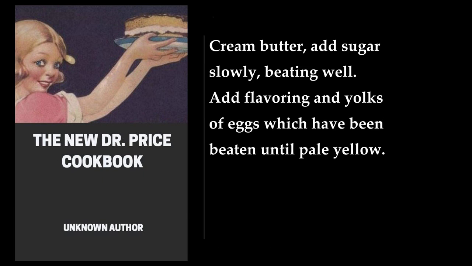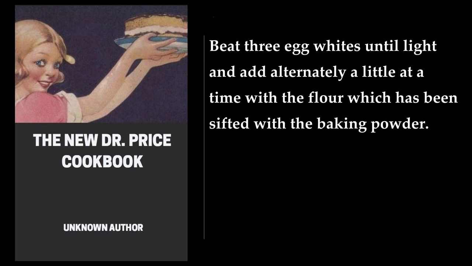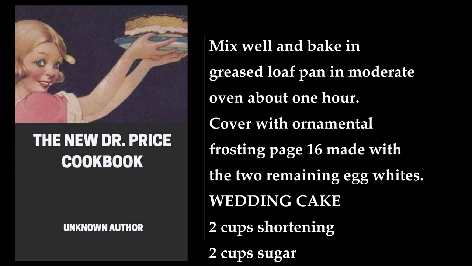Cream butter, add sugar slowly, beating well. Add flavoring and yolks of eggs which have been beaten until pale yellow. Beat 3 egg whites until light and add alternately, a little at a time, with the flour which has been sifted with the baking powder. Mix well and bake in greased loaf pan in moderate oven about 1 hour. Cover with ornamental frosting, page 16, made with the 2 remaining egg whites.